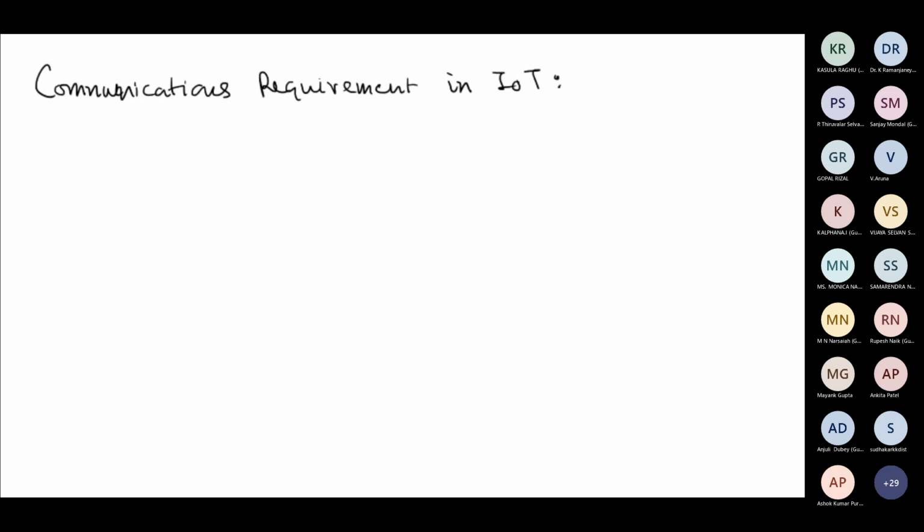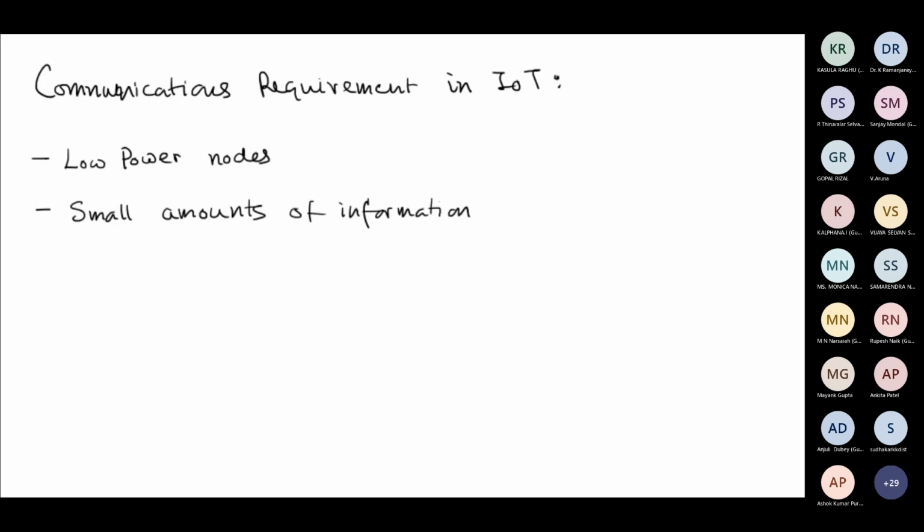Oftentimes, as opposed to cellular communications, in IoT we have low power nodes or end devices that transmit small amounts of information. Unlike audio or video, which involves long streams of large amounts of data, we often have small amounts of information, such as sensor data, where something is sensed and then transmitted infrequently. So we have small amounts of information that are sent relatively infrequently.